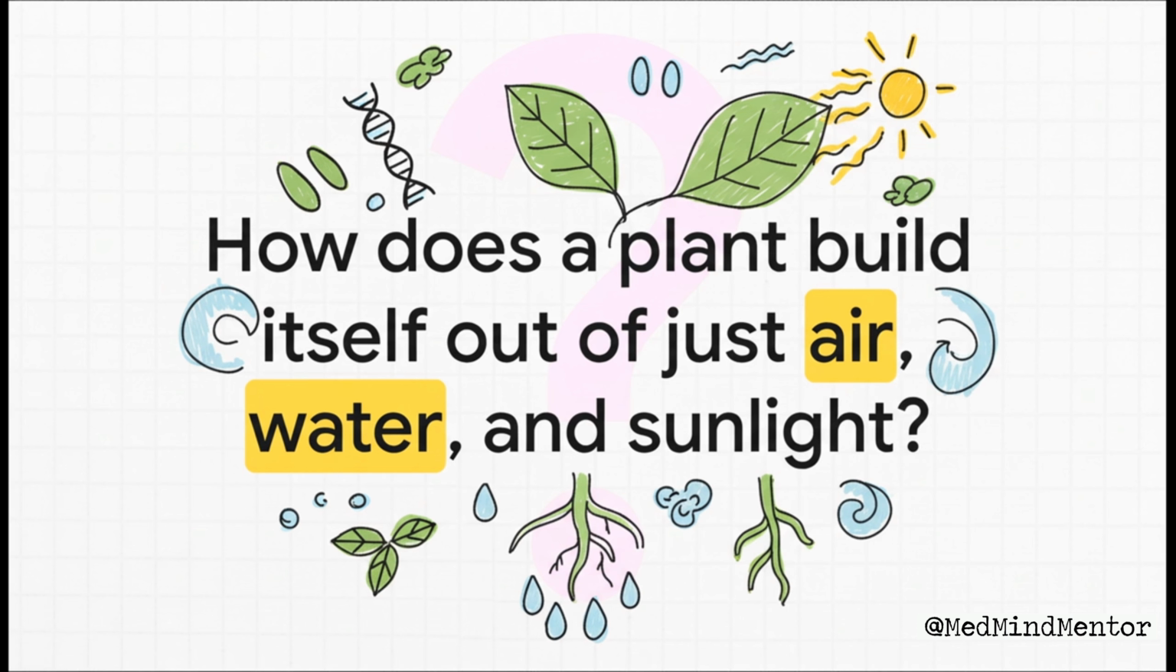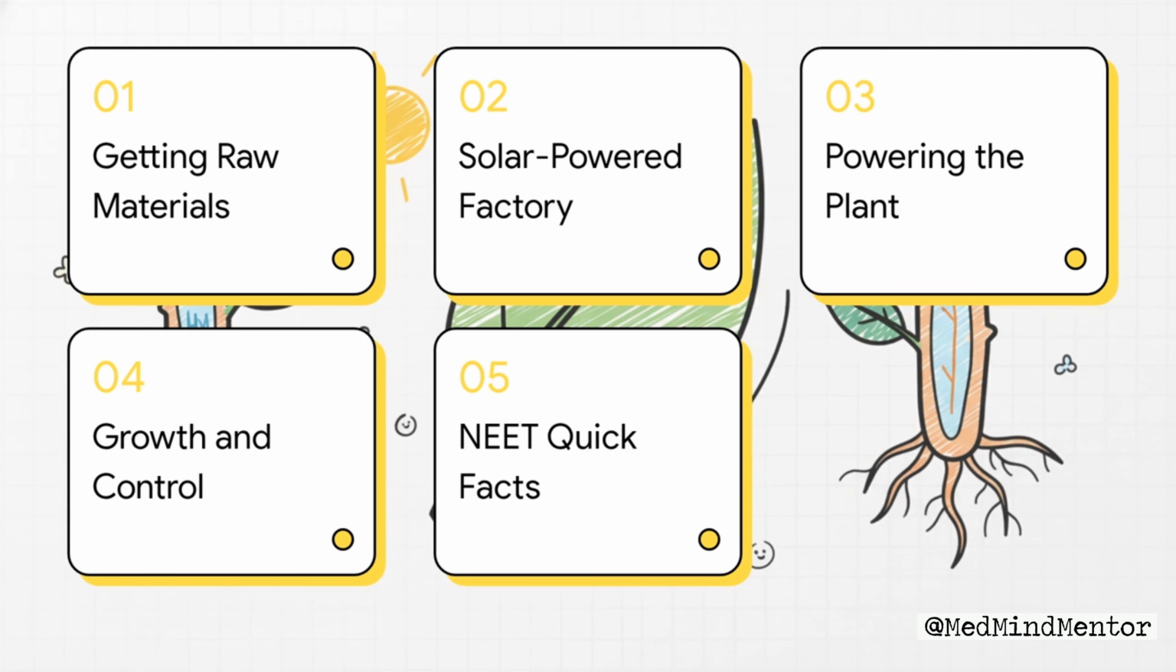So let's dive into this and really explore the key processes, especially those that are super high yield for the NEET exam. So here's our game plan. We're going to follow the journey of energy and resources through a plant in 5 clear sections, all the way from how it gets its raw materials to how it uses them to grow and thrive.